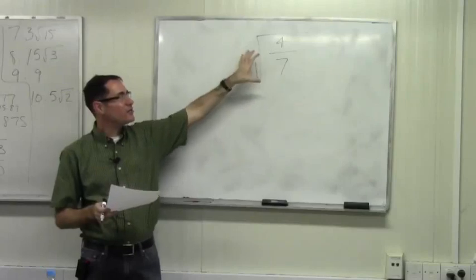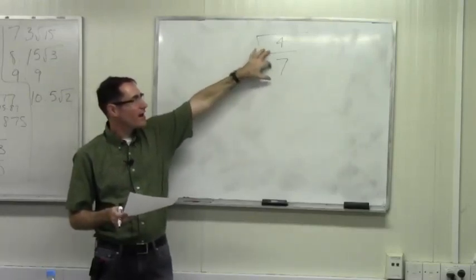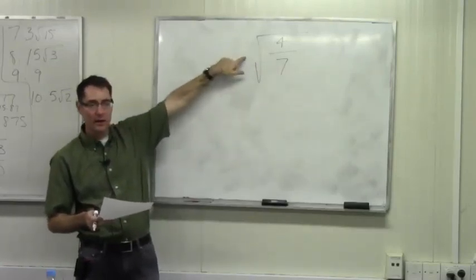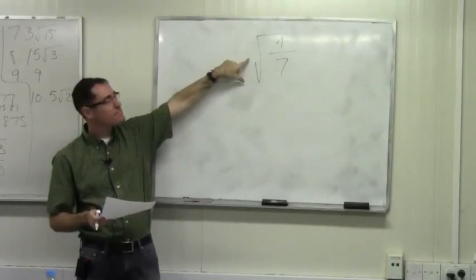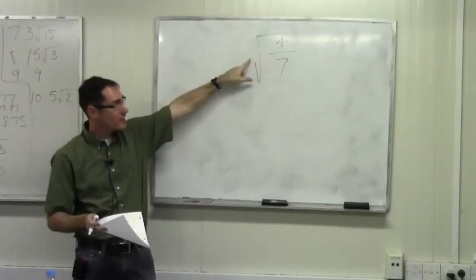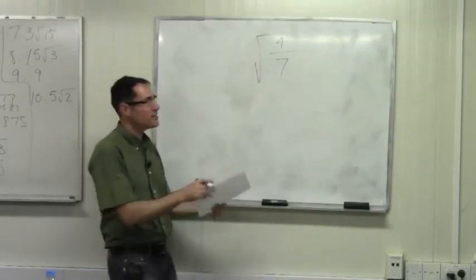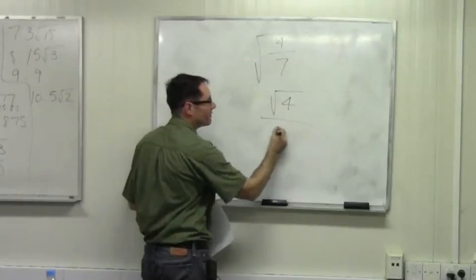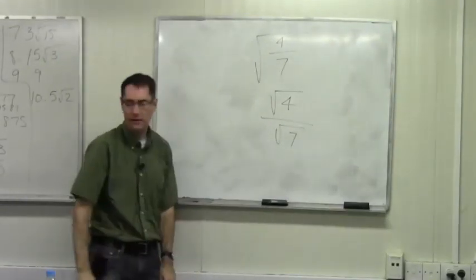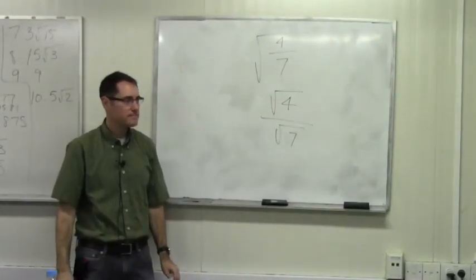What did we say we can do to fractions with a square root on it? So multiply 7 over 7. You will do that, but hold on one sec. Let's do this first. Let's just take that square root and do it this way: square root of 4 divided by square root of 7, like that. Does that make sense? Yeah.